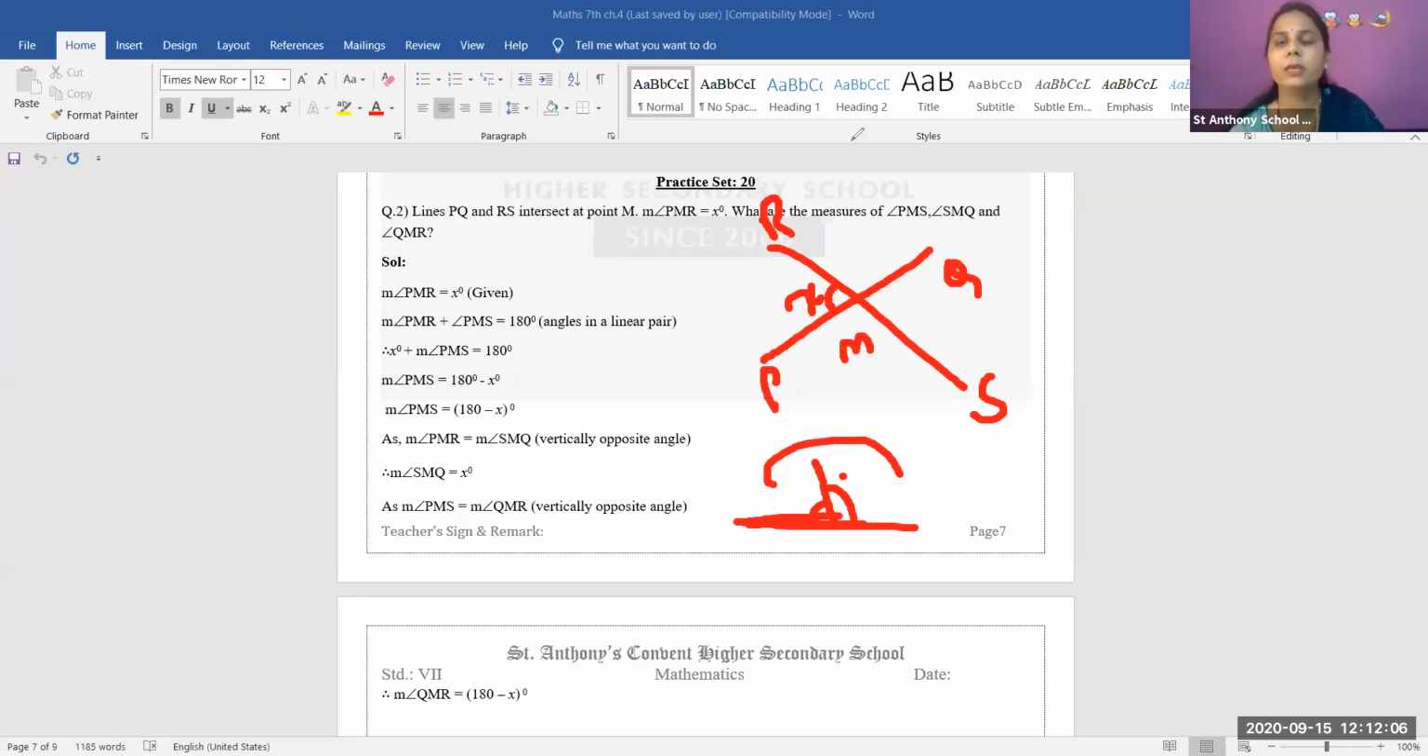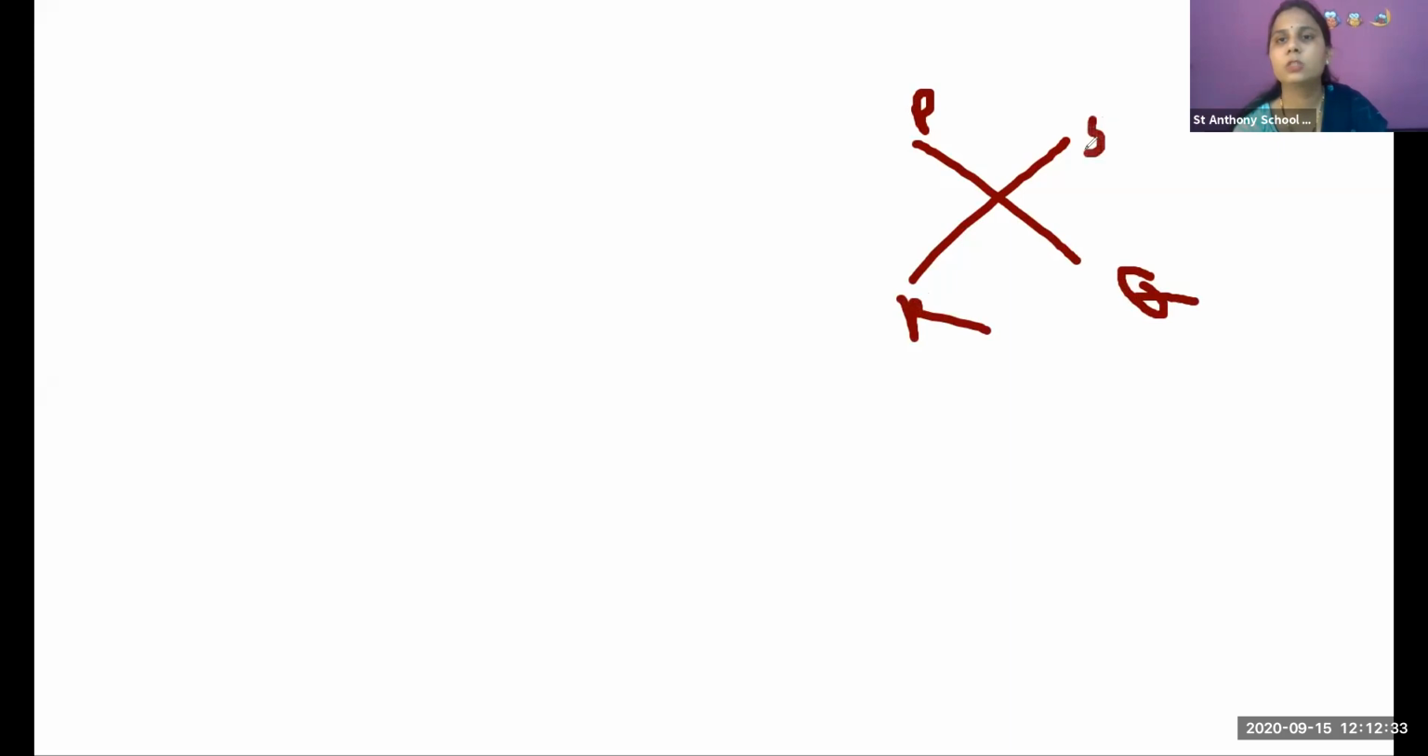Let me share my whiteboard with you so that the concepts get clear. See, the question is: these two lines, PQ and RS, intersect at point M, and angle PMR is equal to X degree.